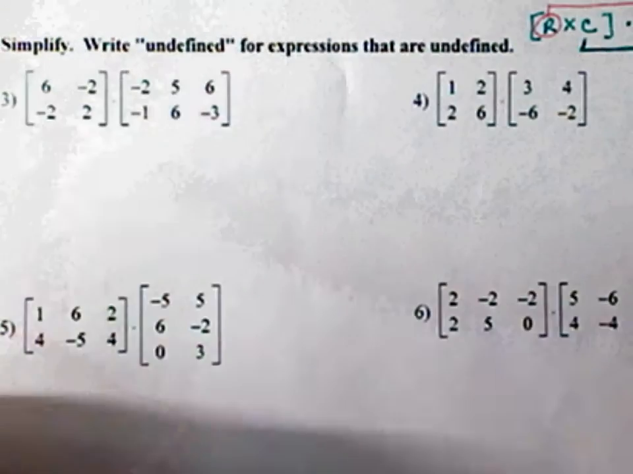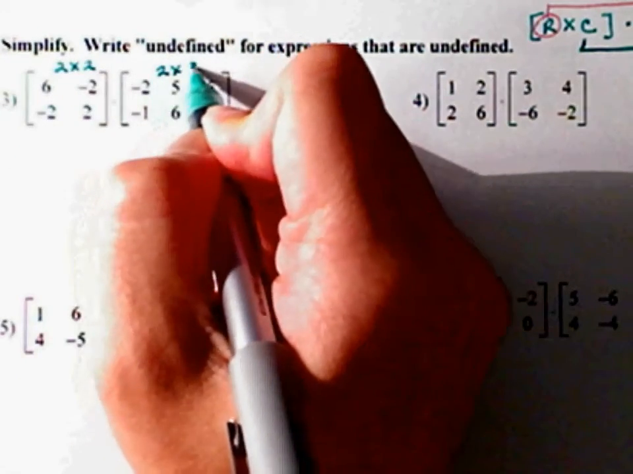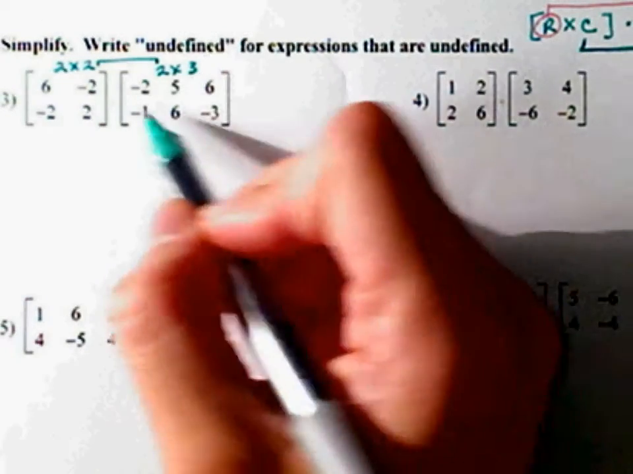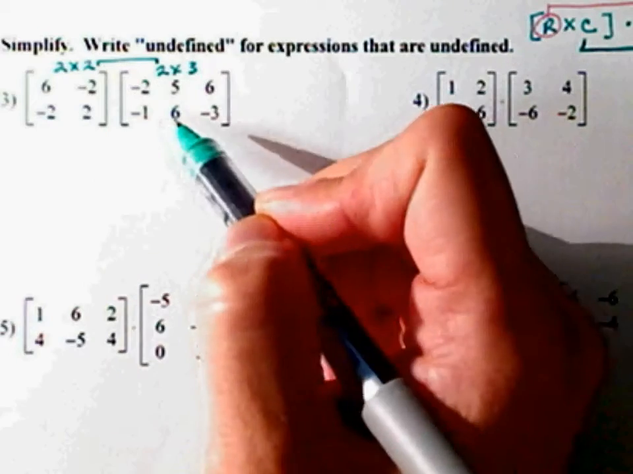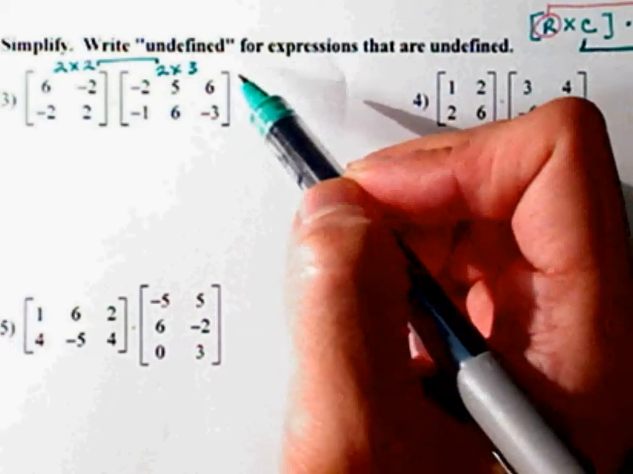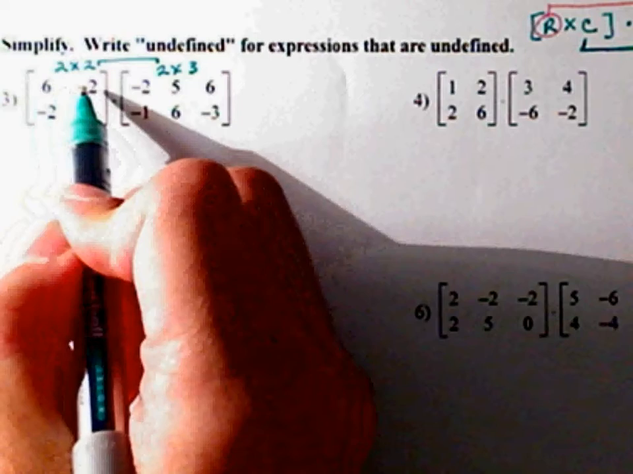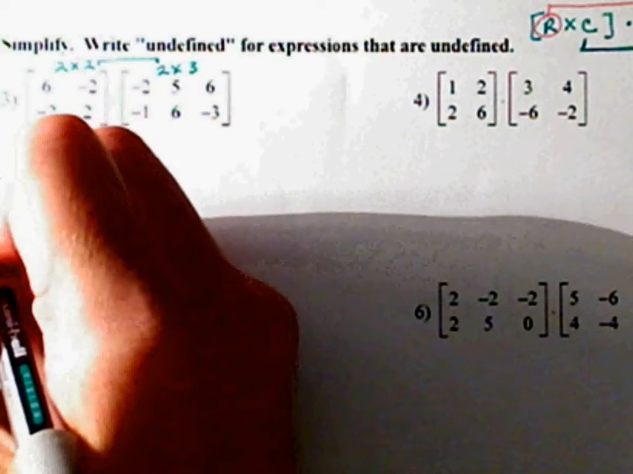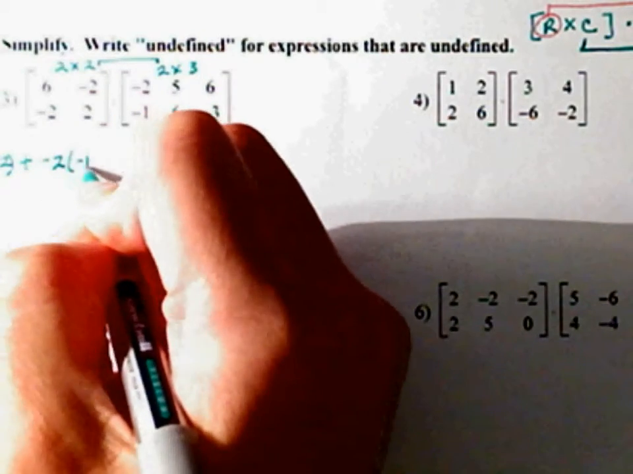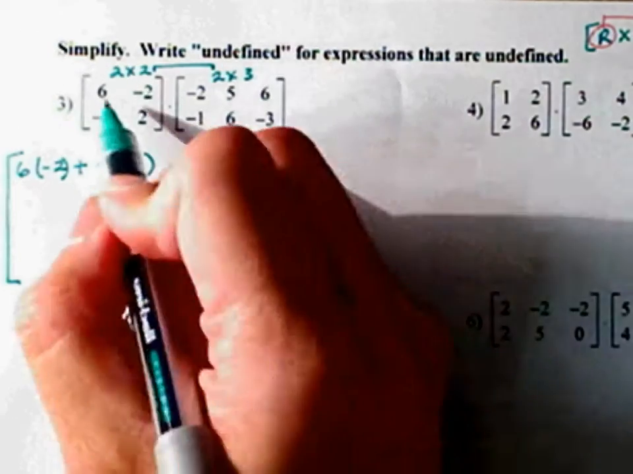Let's look at number 3. On number 3, you have a 2 by 2 and a 2 by 3. Notice how the column and the row of these two are the same. So therefore, you are able to multiply these two. And your new dimension will be a 2 by 3. Okay? Let's show your work. You're going to take the first row times the first column. So 6 times negative 2 plus negative 2 times negative 1. Okay? First row, first column.